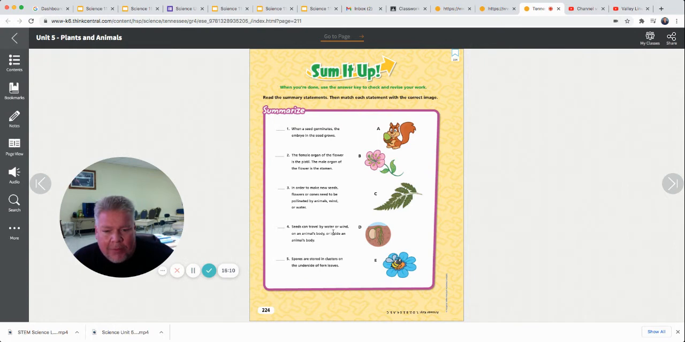Seeds can travel by water or wind or an animal's body or inside an animal's body. Well, I think that's A. That little squirrel, he's a cute little squirrel, isn't he? He's carrying an acorn. And then spores are stored in clusters on the underside of fern leaves. That's a fern leaf right there.